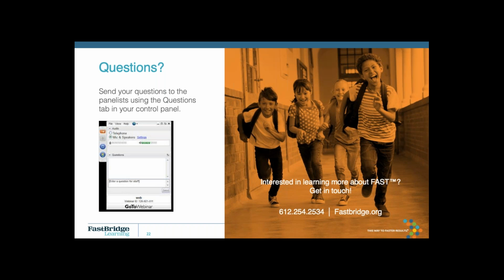Thanks, Rachel. I think that definitely is a good example of how much research does go into all of the assessments that are part of the FAST system. So you can really trust that data that's coming out of them.